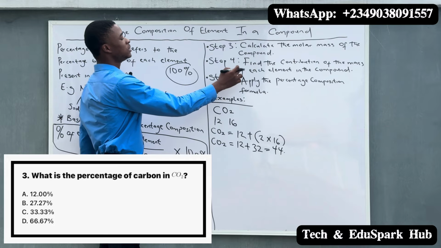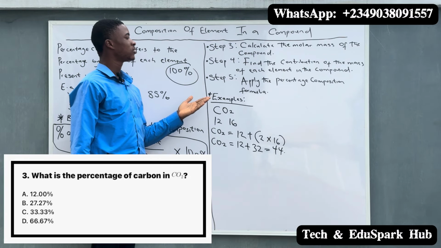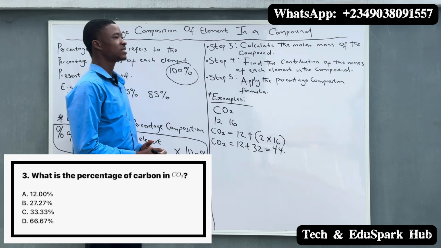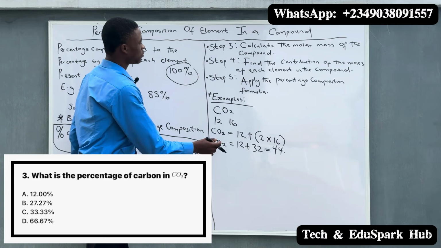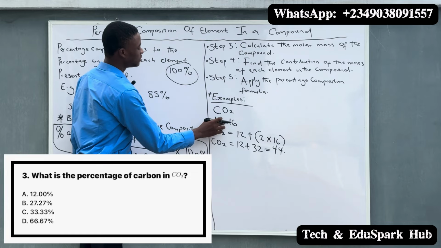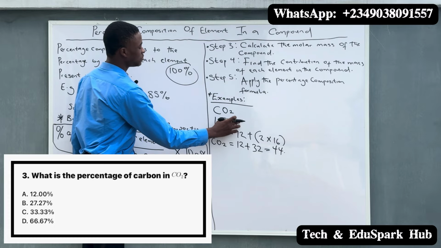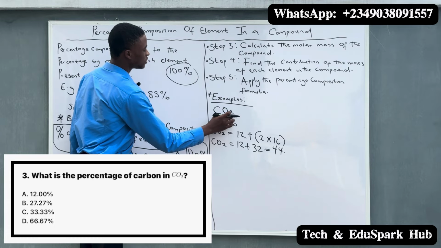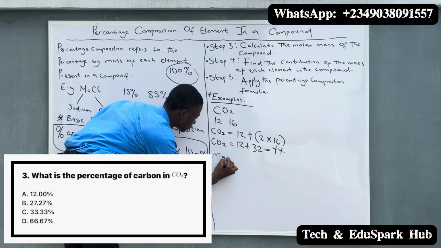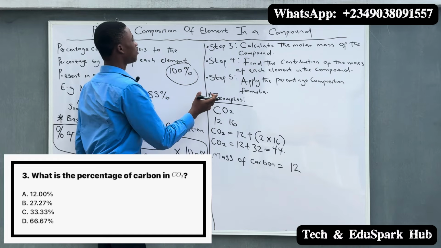And moving to step 4, it says find the contribution of the mass of each element in the compound. So this step 4 is asking us to find the contribution of mass of each element in the compound. But in this case, the question is asking us to find the percentage composition of carbon. So we are only looking for the mass contribution of carbon. So looking at this compound, the mass contribution of carbon will remain the atomic mass of carbon because it does not carry any number. But assuming they are asking us to calculate the mass contribution of oxygen, this will be equal to 16 multiplied by 2. So the mass contribution of oxygen will be equal to 32. So in this case, the mass of carbon will be equal to this 12. So that is all about the step 4.